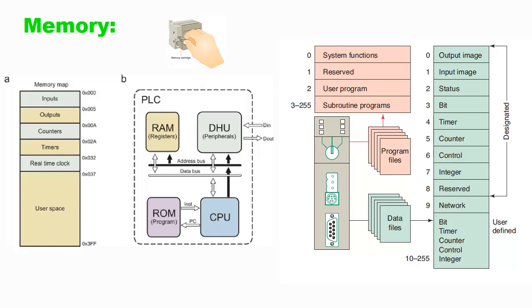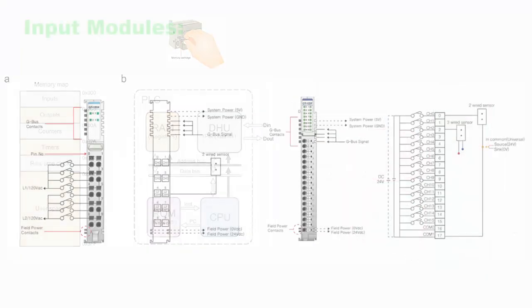Memory. PLCs have two main types of memory: program memory and data memory. Program memory stores the user-written logic that dictates how the PLC operates. Data memory holds variables, values, and temporary storage used during program execution.